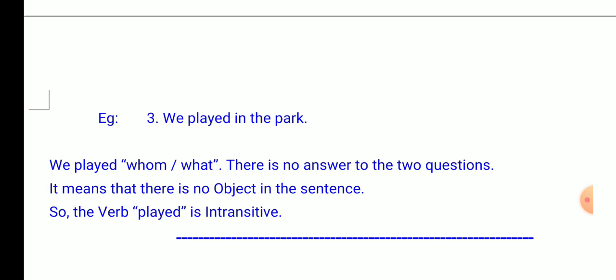So, what is it that you have to remember? Can you recall the two rules we saw at the beginning? If there is an object in a sentence, the verb is said to be transitive. If there is no object in a sentence, the verb is said to be intransitive. I hope you have clearly understood the difference between the transitive and the intransitive verbs now.